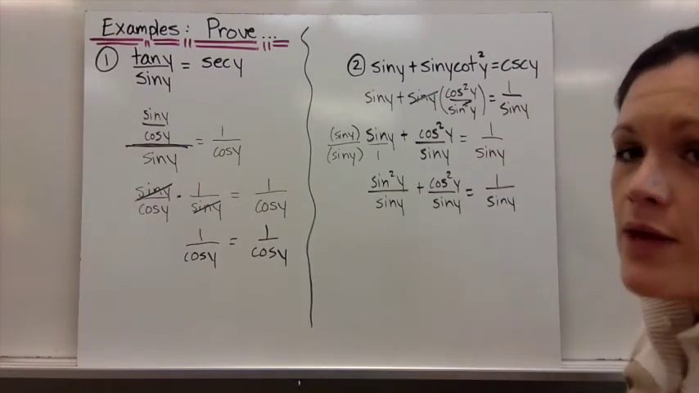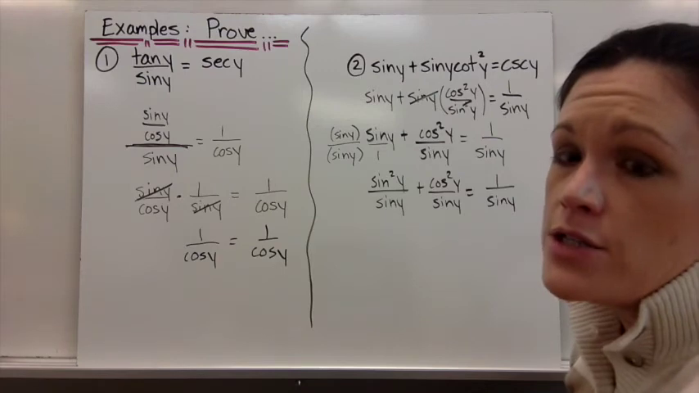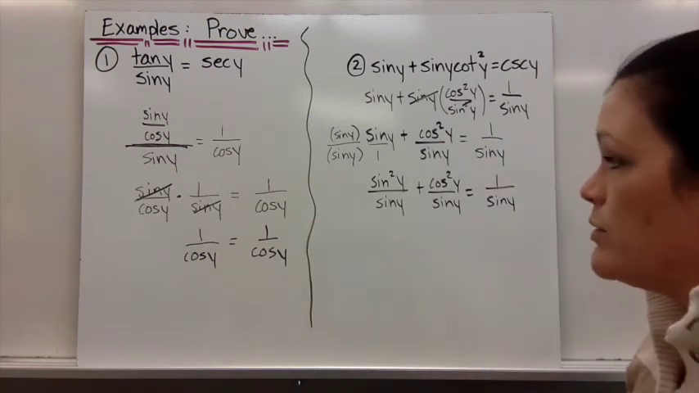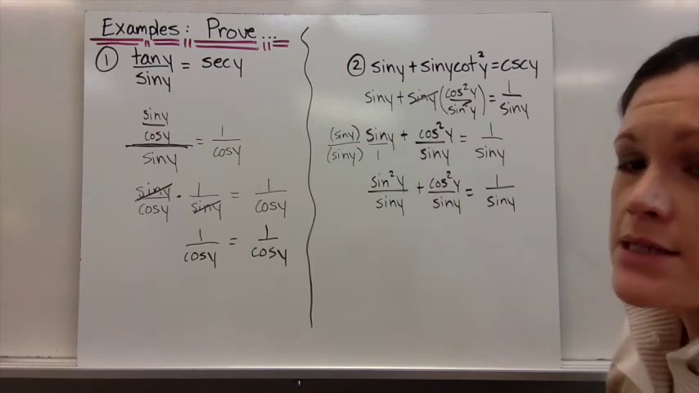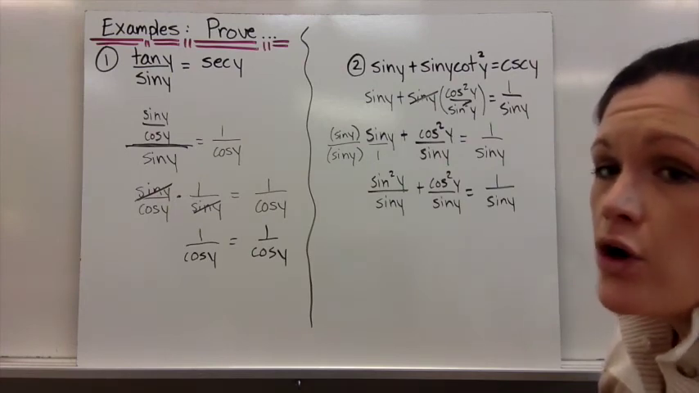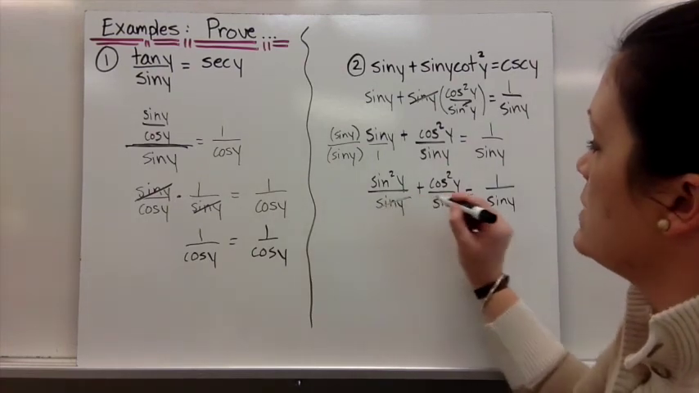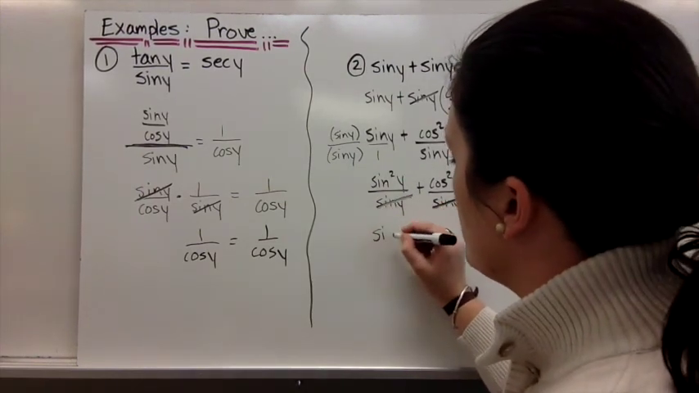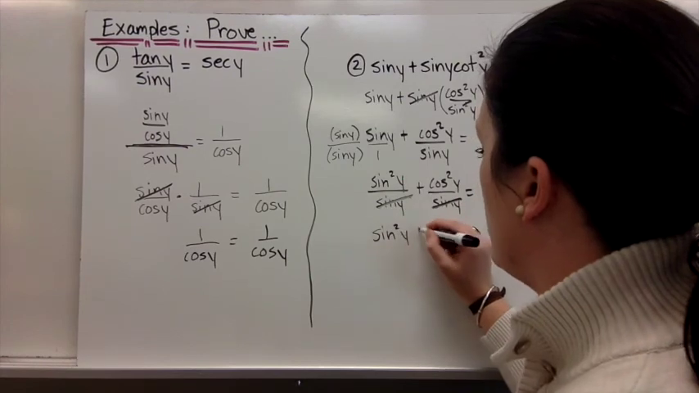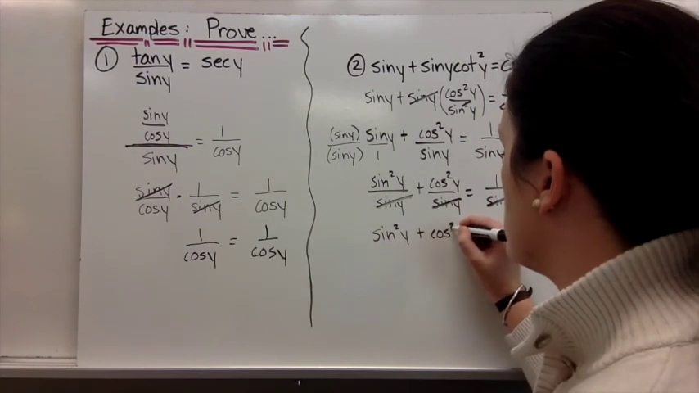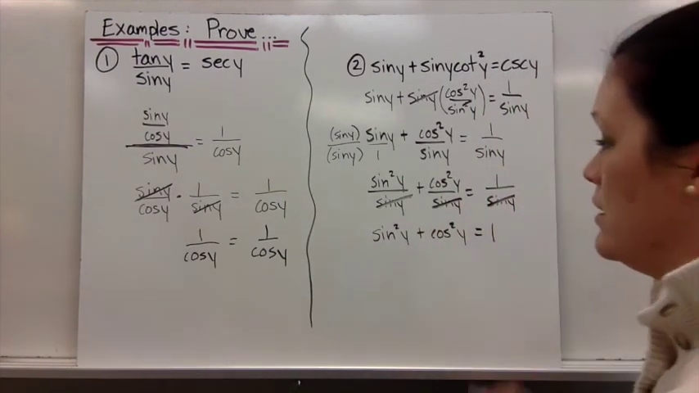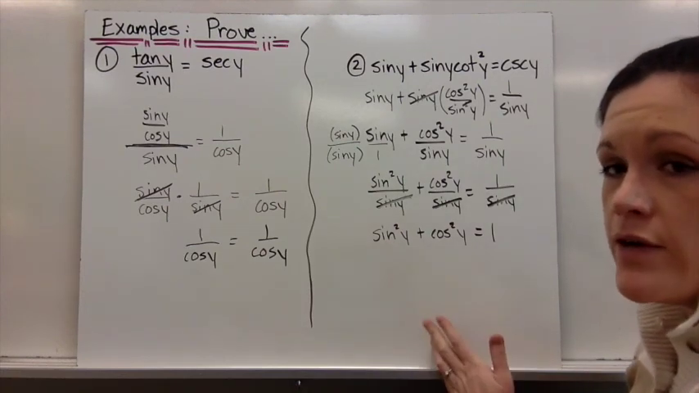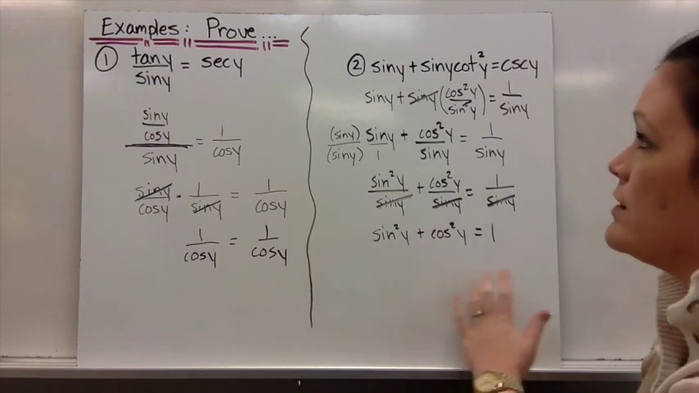Now in math, we have a rule about our denominators. If they all have the same exact denominator, we would be able to multiply everything by the sine of y and they all cancel out. So we can cancel them out when they are all identical. And we are left with the sine squared y plus cosine squared y equals 1, which we know is true because that is the Pythagorean identity that we've already mentioned. So we have proved that that is true.